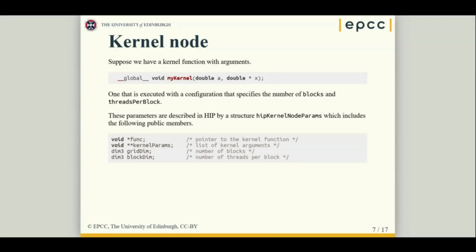Suppose that we have a kernel with this syntax. This is the name, and we have 2 arguments. We will use a structure called hipKernelNodeParams, and the structure will contain a pointer to the function, a pointer to the kernel parameters, which will be a list, and here the number of blocks and the number of threads per block.